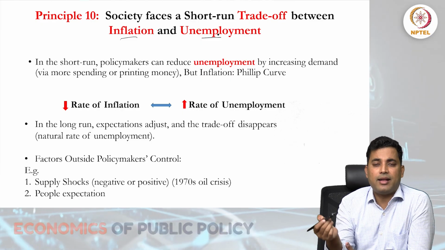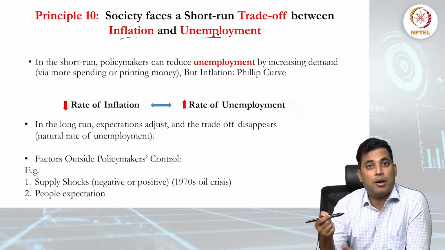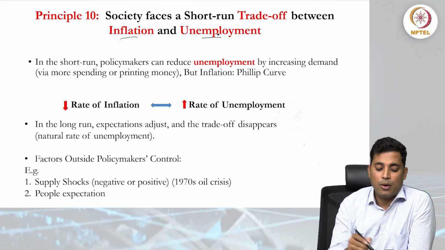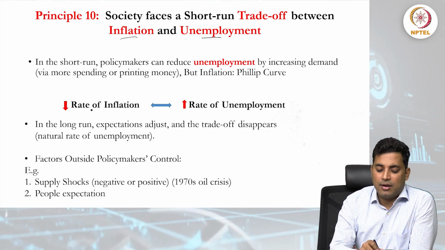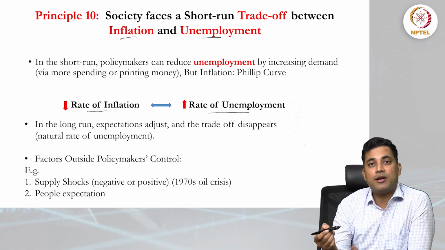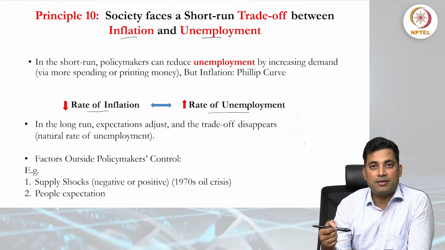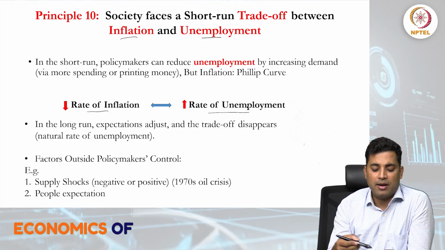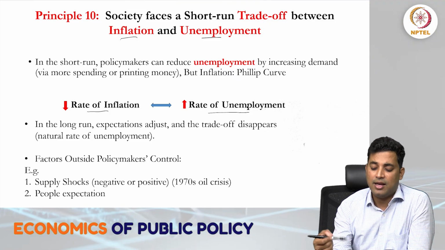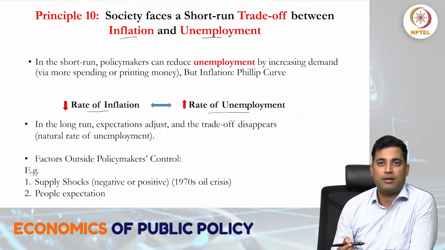And then there is a kind of trade-off relationship between two broad macroeconomic indicators. One is the rate of inflation, the other one is the rate of unemployment. So the short-run Phillips curve, those of you who are students of economics will know, shows an inverse relationship. If the rate of inflation decreases, then the rate of unemployment increases. So this is the short run.